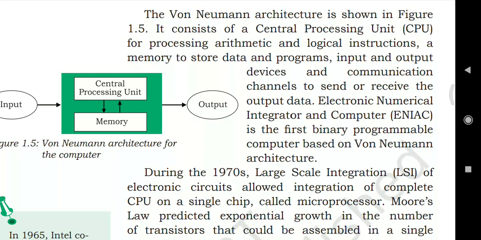It consists of a central processing unit for processing arithmetic and logical instructions by the ALU, a memory to store data and programs, input and output devices, and communication channels to send or receive the outputted data. The Electronic Numerical Integrator and Computer, ENIAC, is the first binary programmable computer based on von Neumann architecture.